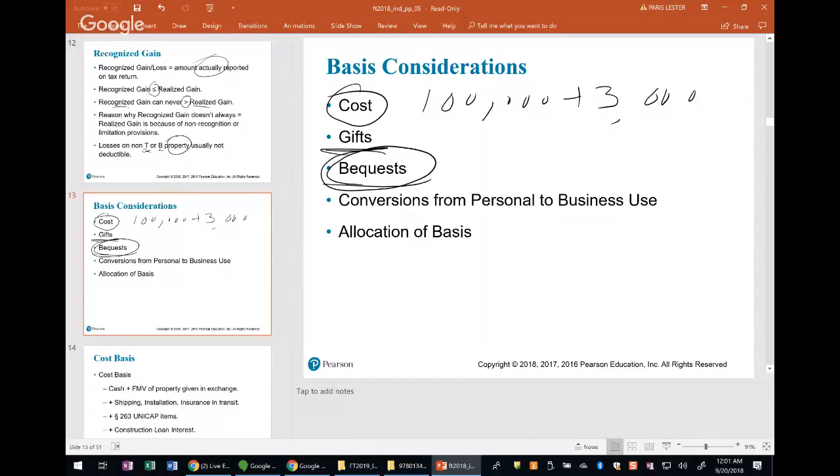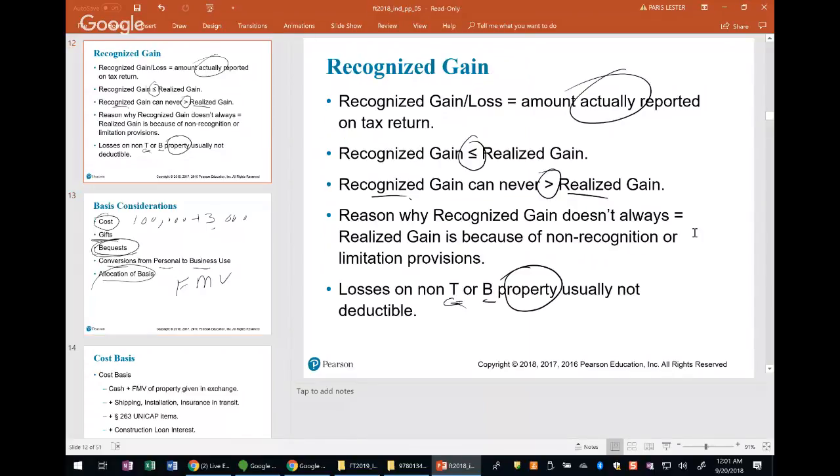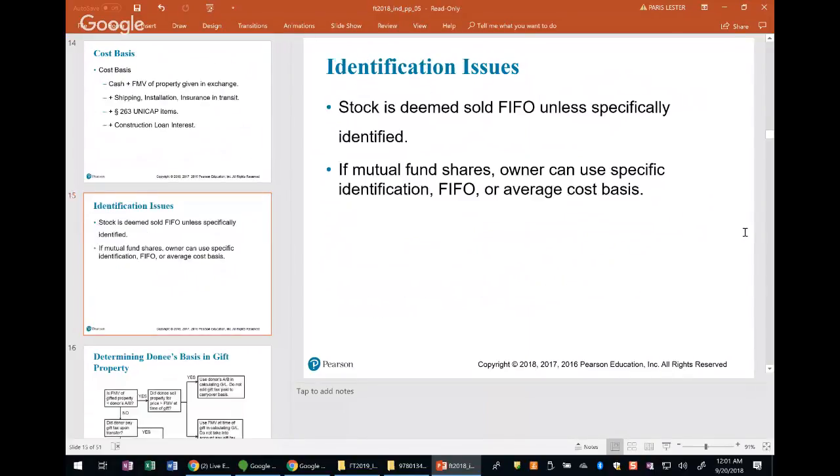Okay? If you convert something from business to personal, it's the fair market value on the day you converted. All right, allocation of basis. We'll look at that. It doesn't hurt to look at these once again. Now, what does FIFO mean? I went over that before the test, really. All right, first in, first out.